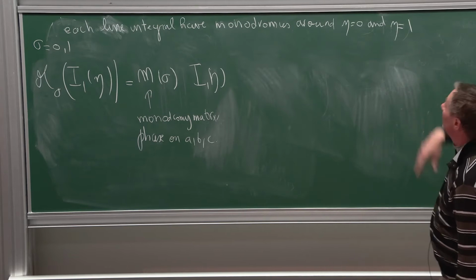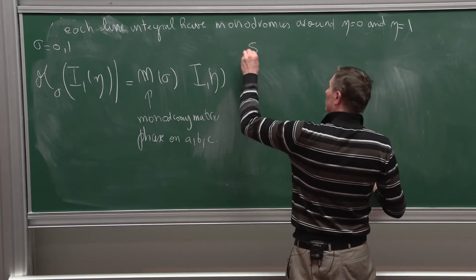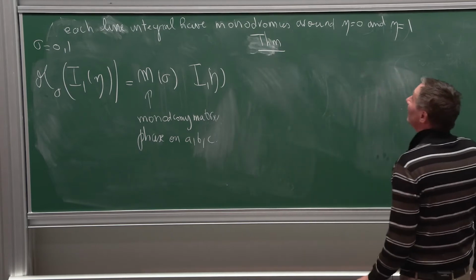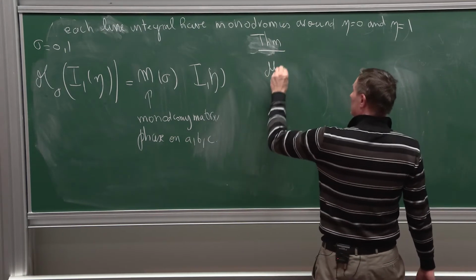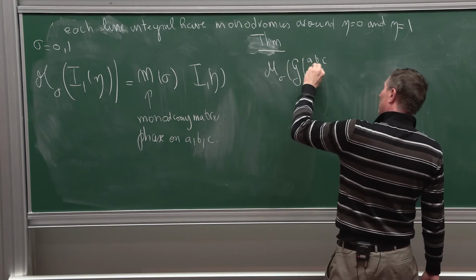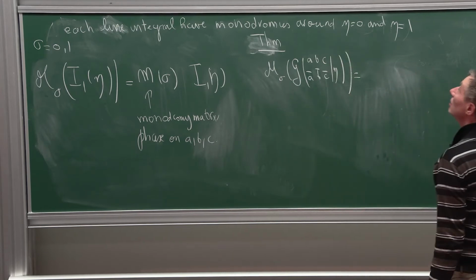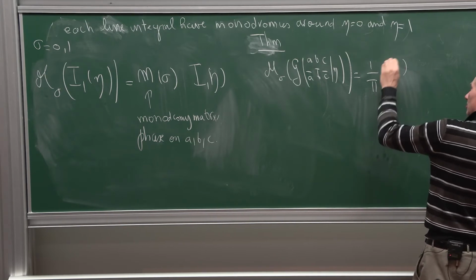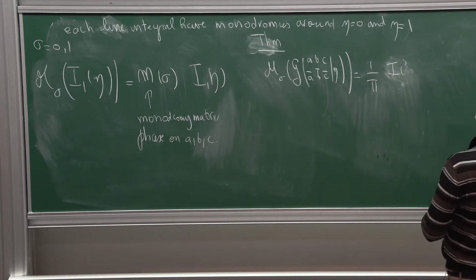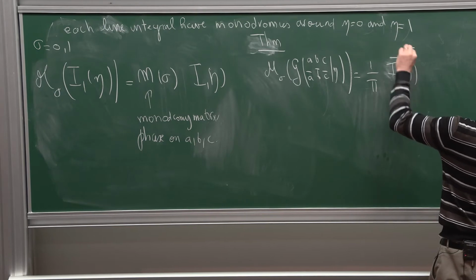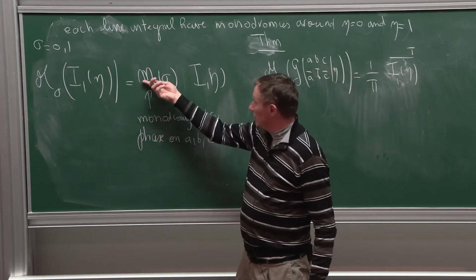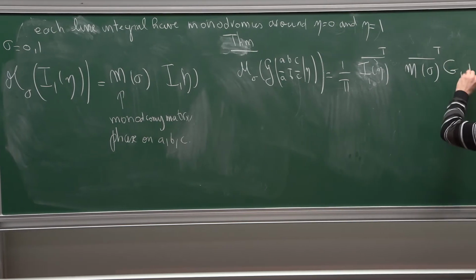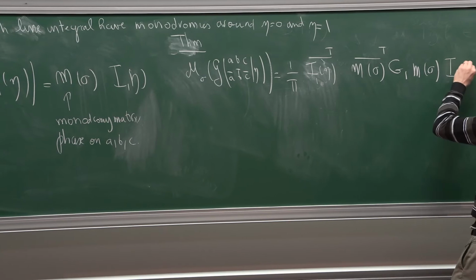So now what's happening? The statement, actually, it's a theorem. If I look at the monodromy around sigma of the function g of a, b, c, a bar, b bar, c bar, eta, I'm going to get the transpose, I1 of eta bar transpose. This has phases, so this is a complex value. So it's M sigma bar transpose G1 M sigma I1 of eta.